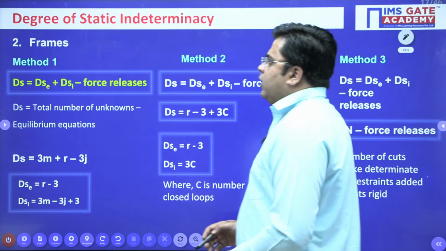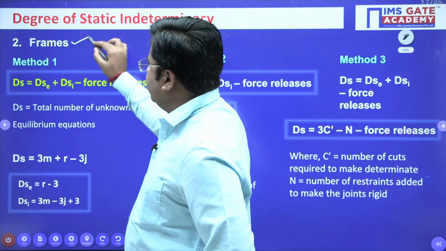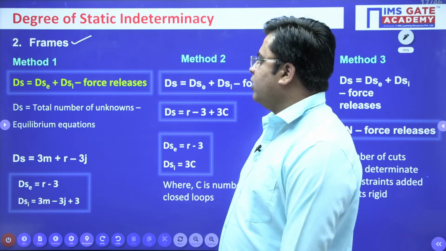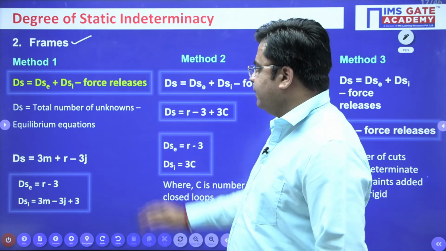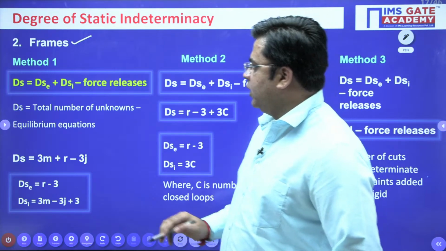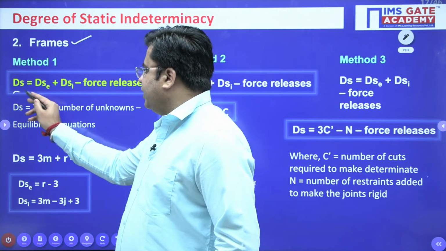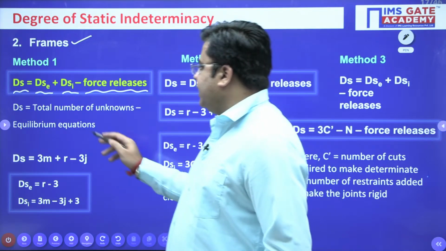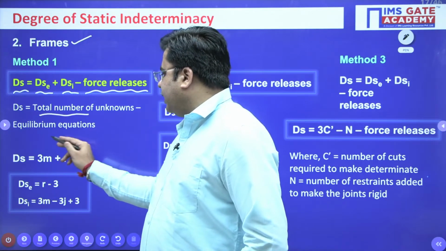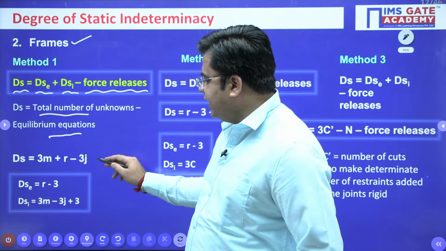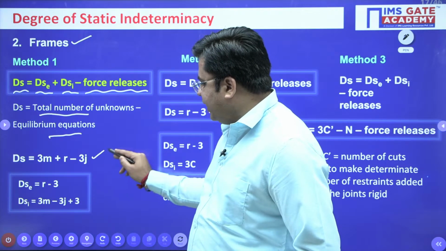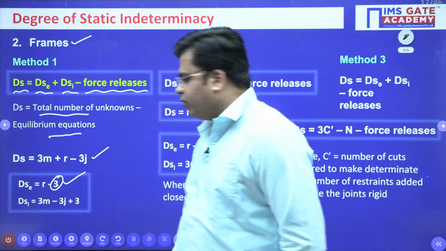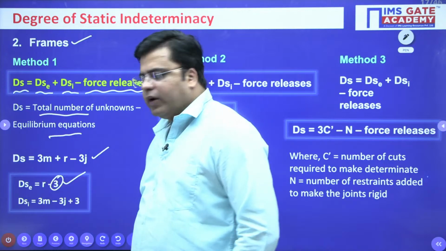Second is talking about frames, right? These are the rigid jointed plane frames that we are talking about. In order to calculate the degree of static indeterminacy, we have 3 different methods. First method is your degree of static indeterminacy is equal to DSE plus DSI minus force releases. Again, DS is equal to total number of unknowns minus equilibrium equations, where DS is equal to m plus r minus 3j, where DSE is equal to r minus 3, because 3 equilibrium equations are there and r is the total number of unknown forces.